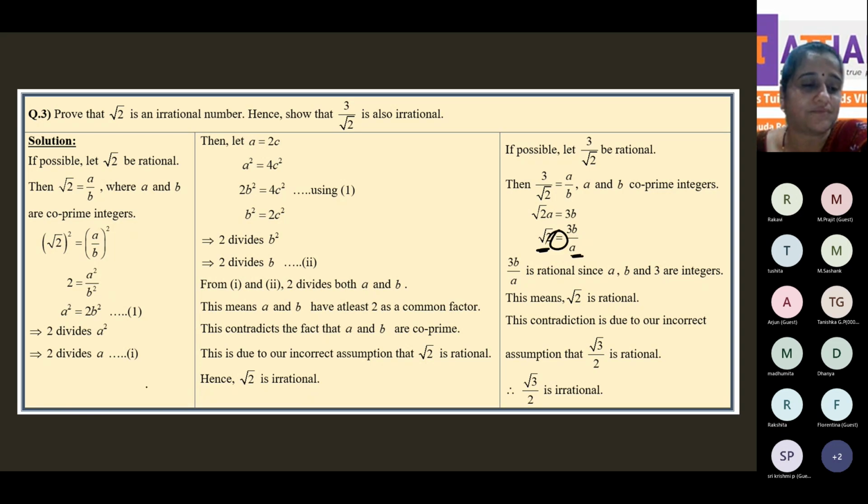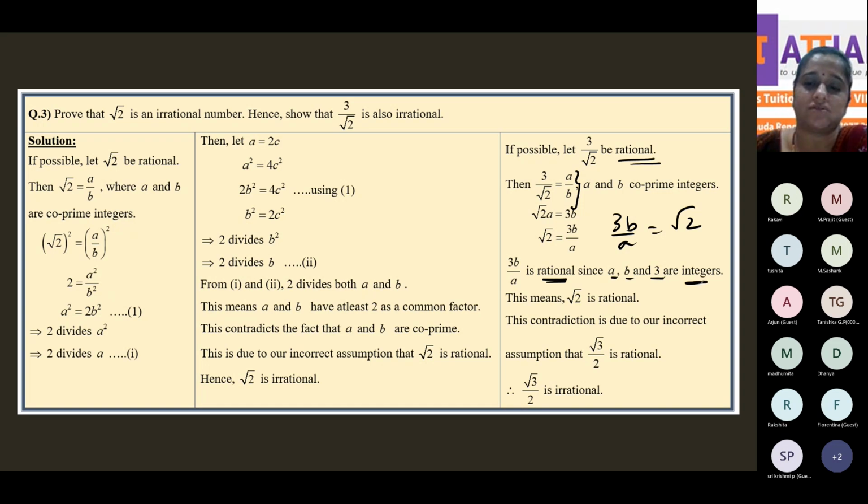So I'll come again, children, from the beginning. If possible, let 3 by root 2 be rational. If it is rational, then it will have the a by b form. Now cross multiply and separate the irrational from the integers. So you can also write 3b by a is equal to root 2. Not that you must write root 2 is equal to 3b by a; you can also write 3b by a is equal to root 2. Anyways, 3b by a is rational because a, b, and 3 are integers.